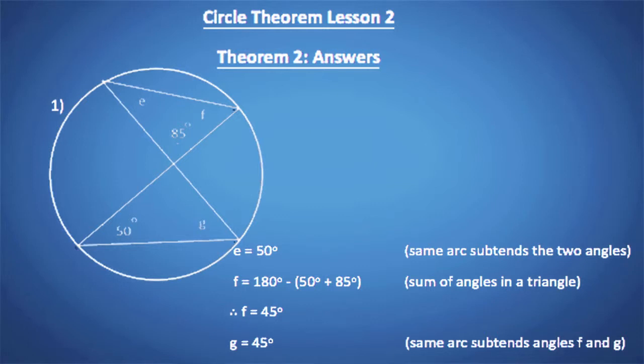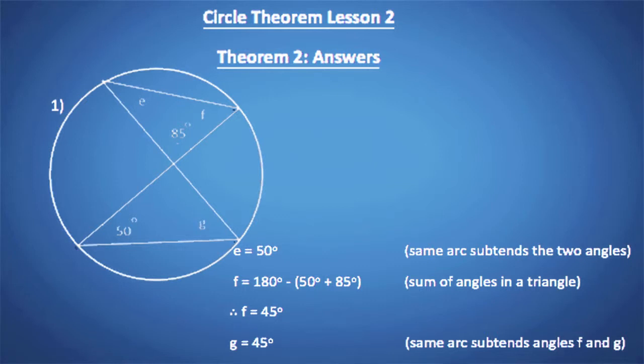F is equal to 45 degrees because you have the value of E to be 50, you have 85 degrees, and the sum of the angles in a triangle is equal to 180. So when you do that calculation, you'll find the value of F to be 45 degrees. And finally, G. G is equal to 45 degrees because the same arc subtends angle F and angle G in the same segment. So both of them are equal to 45 degrees.